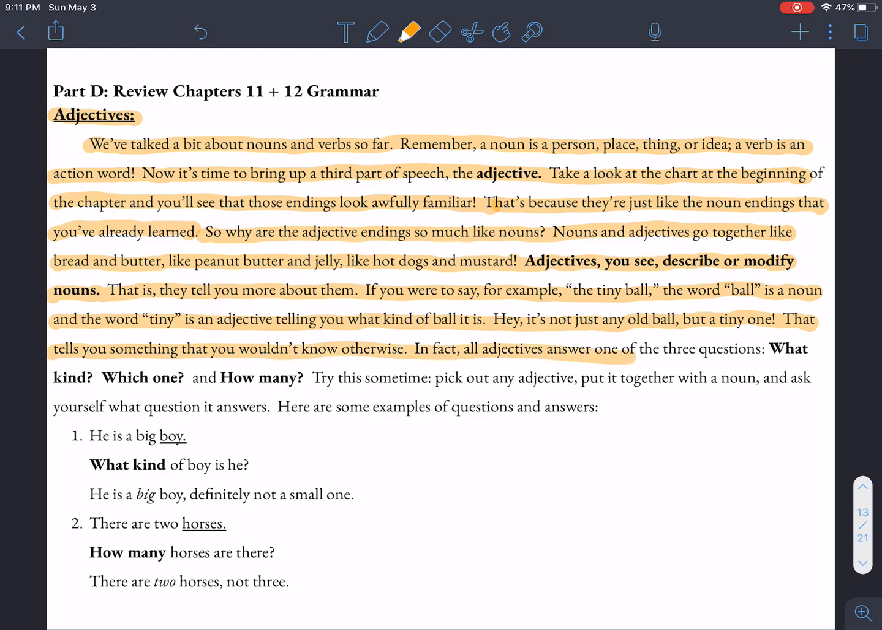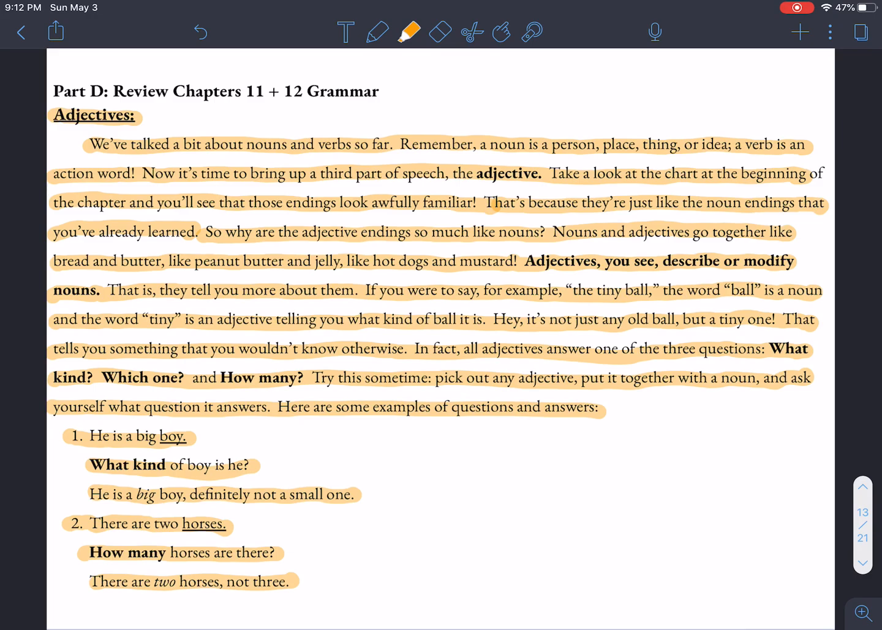In fact, all adjectives answer one of three questions: What kind? Which one? Or how many? Try this sometime. Pick out any adjective and put it together with a noun, and ask yourself what question it answers. Here are some examples. Number 1, he's a big boy. What kind of boy is he? He is a big boy. Definitely not a small Padawan. Number 2, there are 2 horses. How many horses are there? Well, there are 2 horses, of course, not 3.